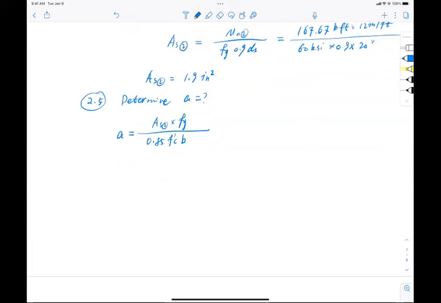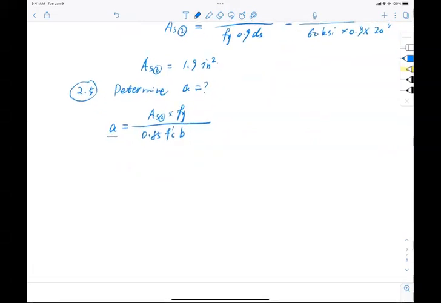So quick question for you, sir. A equals AS2 Fy divided by 0.85 f'c. I need the width. Will it be W or bw? bw, that's right. Thank you so much. That's the right answer.